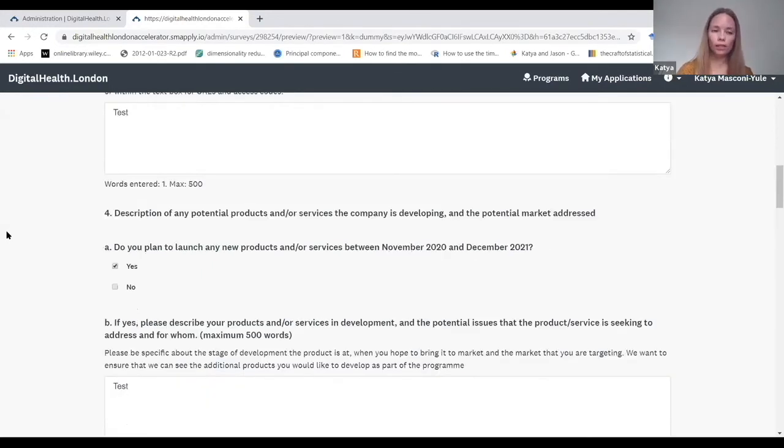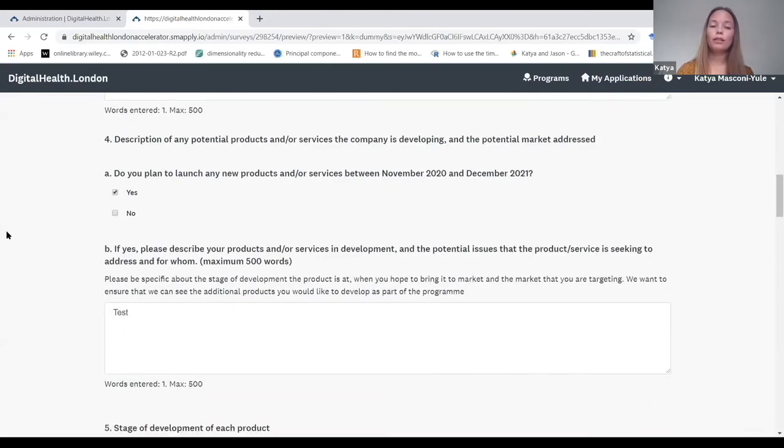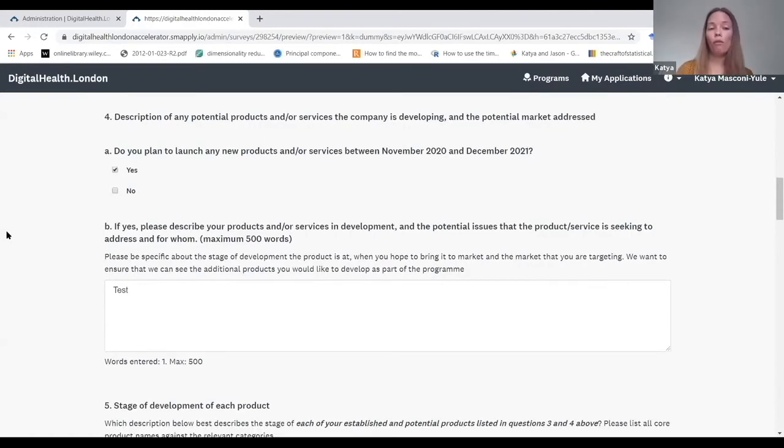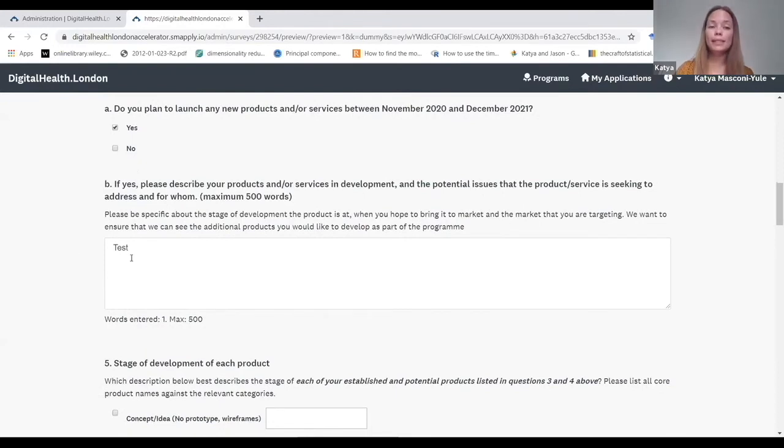The next question looks at products that are still in development or are due to be launched at some point. So it's good for us to understand for 4A if you're planning to launch a product anywhere between November 2020 and the end of 2021. If you are, it'd be great if you could give us as much detail as possible about where this product is in terms of its stage of development, when you're hoping to bring it to market, as well as which market it is that you're targeting that you think would use this product and pay for this product.